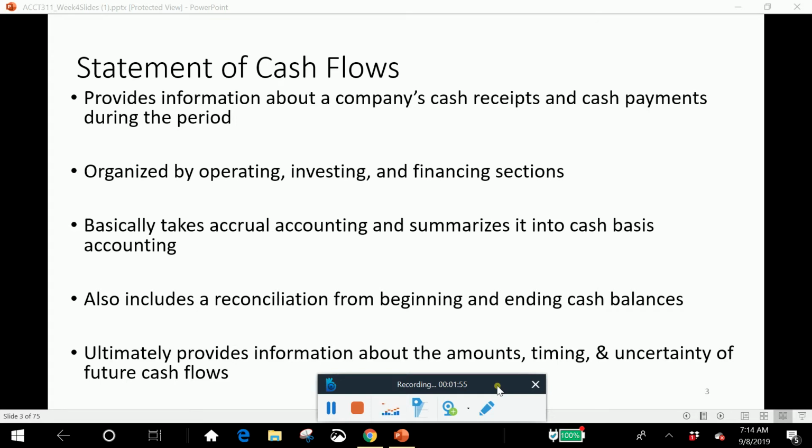There's a component of the statement of cash flows that also includes a reconciliation from our beginning to our ending cash balances, and ultimately, and this is the case with several other of the financial statements, its overall purpose is to provide information about the timing, amounts, and uncertainty of future cash flows.